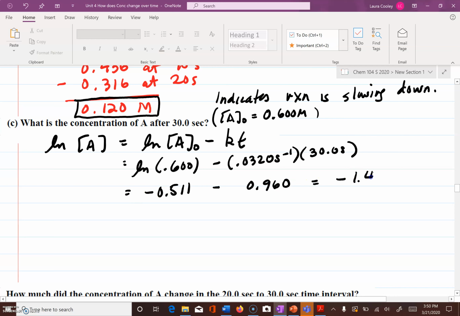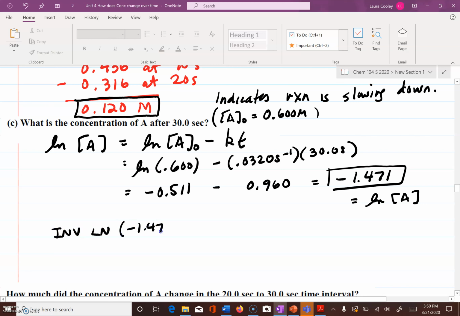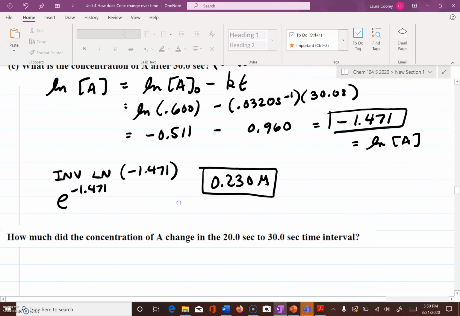You get minus 1.471. So this is the natural log of the concentration that we want. So we will have to take the inverse natural log of negative 1.471, or e to the minus 1.471. Either way, you're going to get 0.230 molar as the answer.